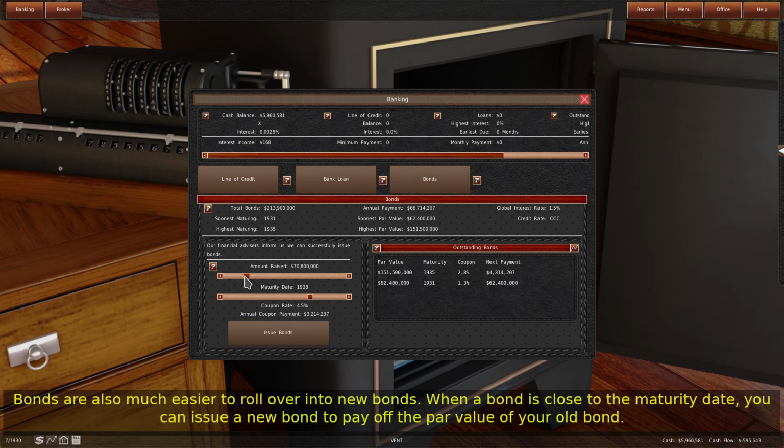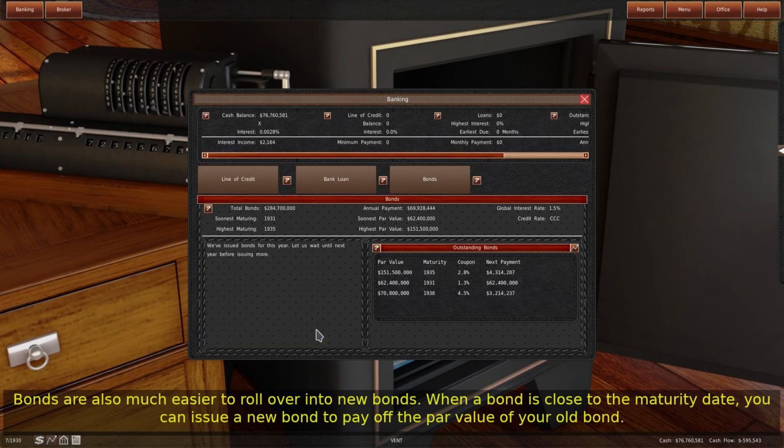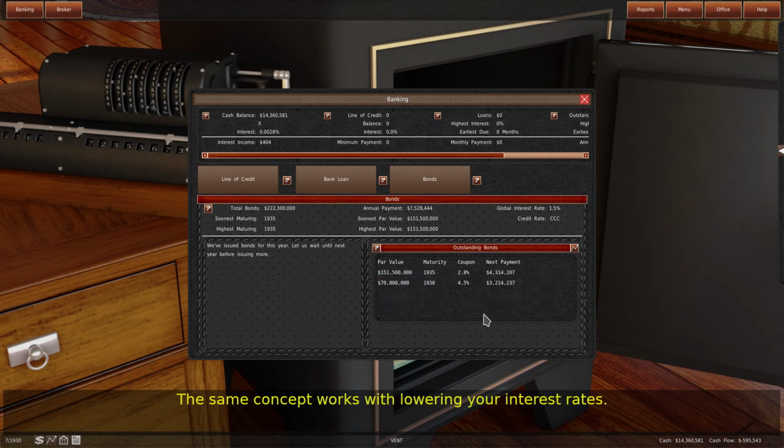Bonds are also much easier to roll over into new bonds. When a bond is close to the maturity date, you can issue a new bond to pay off the par value of your old bond. The same concept works with lowering your interest rates.